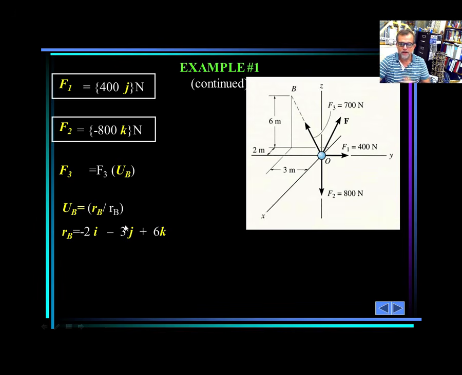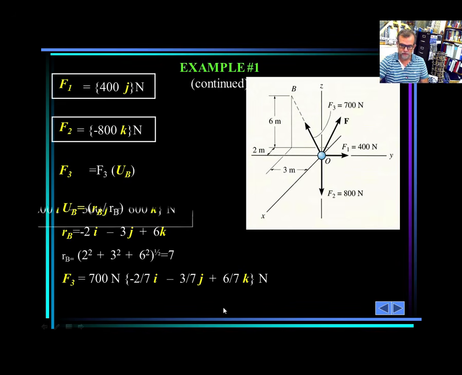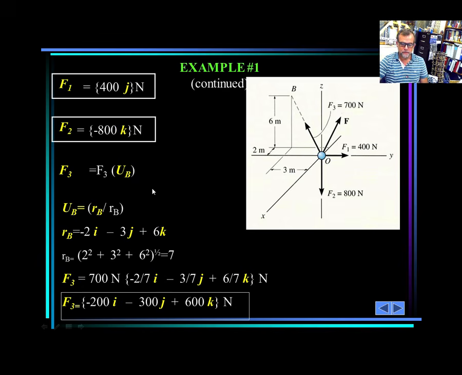Now we divide that by the magnitude. What is the magnitude of that? The square root of this squared plus this squared plus this squared. That's 7. And then I divide this by that. That's my unit vector. Multiply that by 700, and that would be my force number 3. Now you have the three forces expressed in Cartesian notation, F1, F2, and F3. What do we do? Well, you have to add those forces.